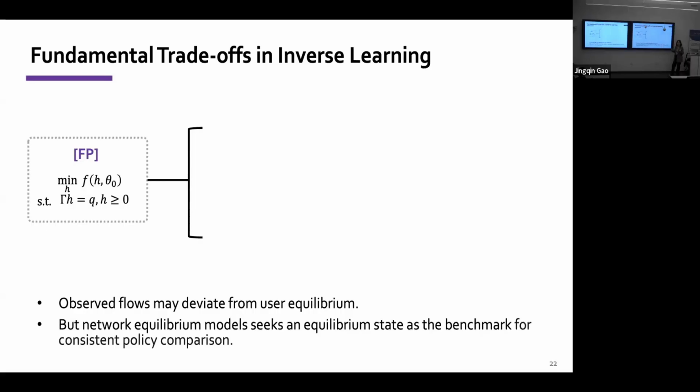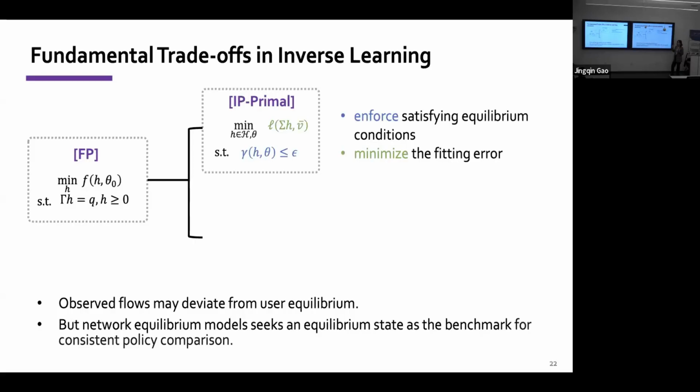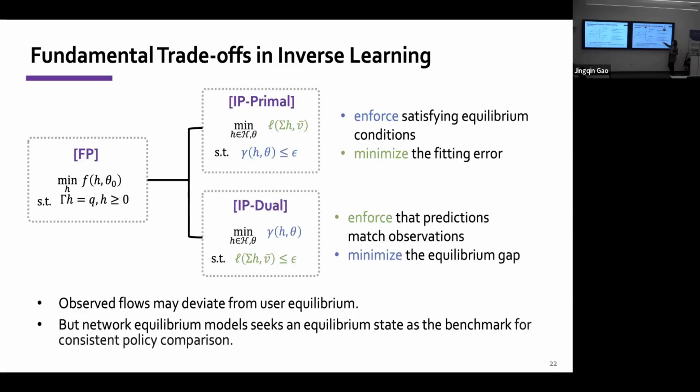To reconcile these two competing objectives, there are two ways. The first is what I presented in the previous slide. If we want to strictly enforce equilibrium, we can enforce the equilibrium conditions as a hard constraint while minimizing the fitting error as an objective function. Alternatively, if you believe your data is pretty accurate, you can put the fitting error as a hard constraint by strictly enforcing the match with observed flows, while minimizing the equilibrium gap as a behavior-based regularization term in the objective function.